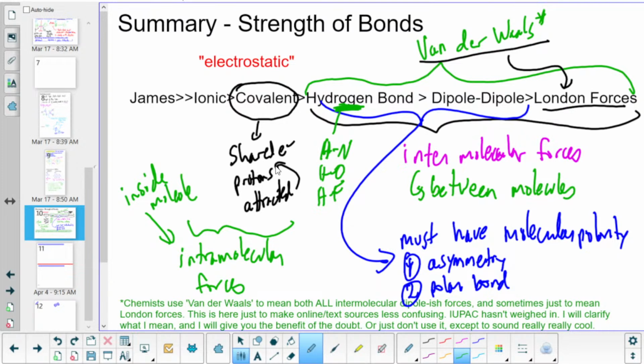And if these are shared electrons, this is a full electron transfer. For ionic, it is just electrostatic attraction. So a little overall summing, and then this shows the strength. The weakest of all bonding is London forces. What's James? The strongest of all the bonds.